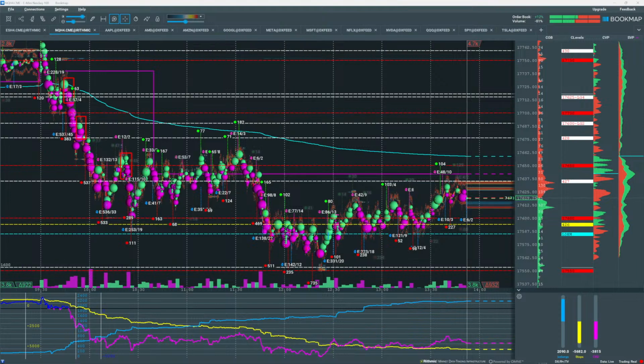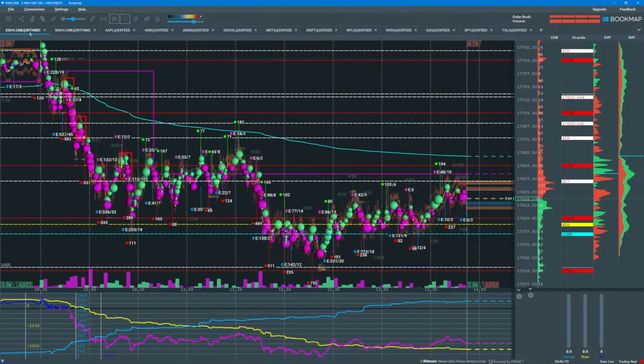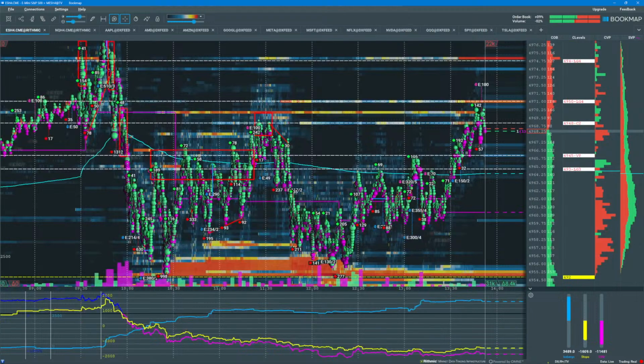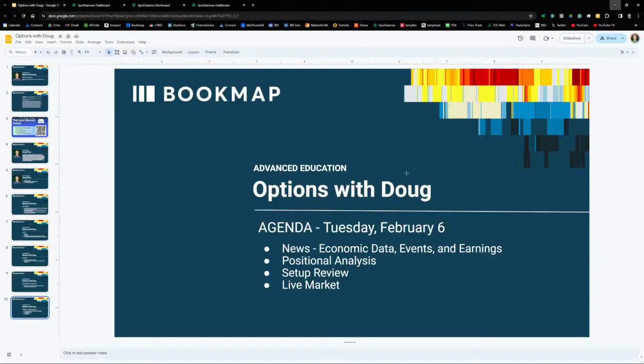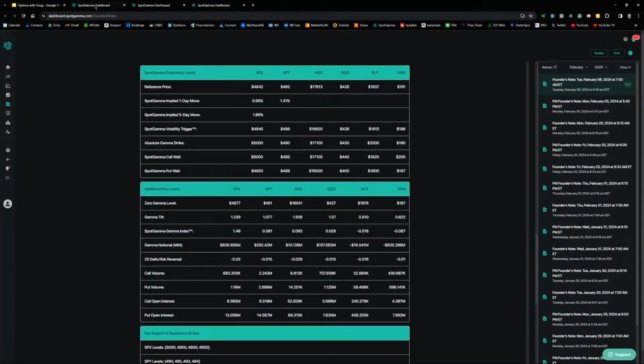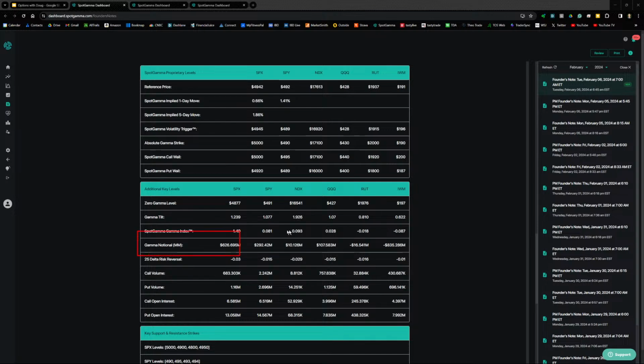All right, let's take a look at gamma notional, see how market makers were positioned on the gamma curve at the beginning of the day. And remember, this is at the beginning of the day. So what I'm going to look at is the data table at the bottom of the Spotgamma AM Founders Note: gamma notional for the S&P 500, NASDAQ, and Russell 2000. Note for S&P 500 and NASDAQ, all these numbers are positive.